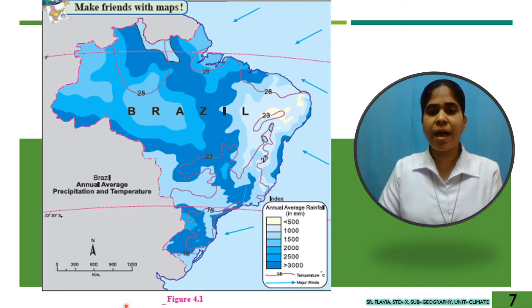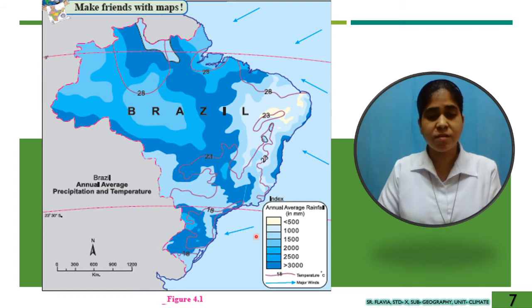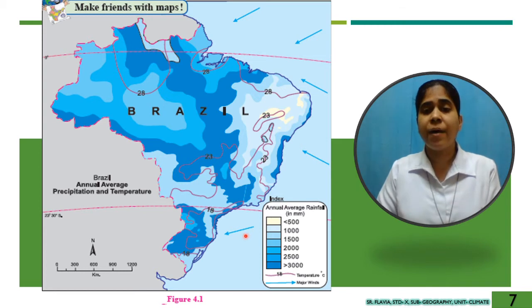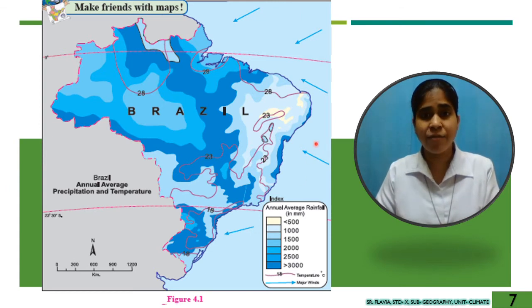Now look at this map of Brazil. These arrows denote the paths of monsoon winds. These are the northeast monsoon winds and these are the southeast monsoon winds. Sometimes monsoon winds are blocked by the mountainous ranges. So the regions from where monsoon winds arrive get maximum rainfall and the leeward side gets less rainfall.